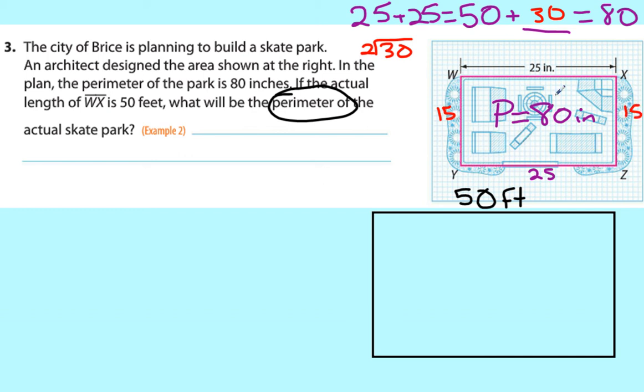And we can check it. We can say 15 plus 25 is 40, and 40 plus another 40 down here. That's 80. That's what we wanted, so that's good, right? Check. Okay, so that's the first part.